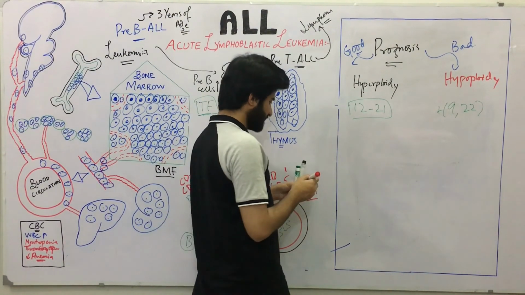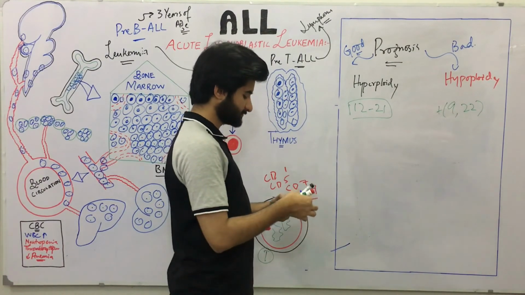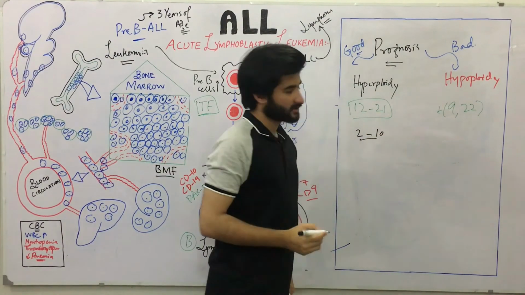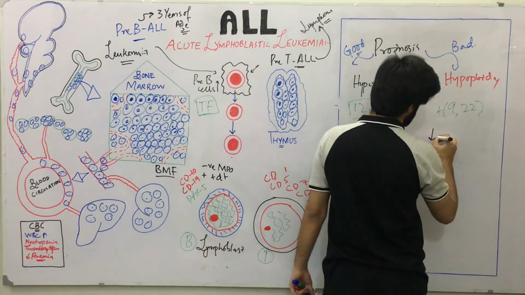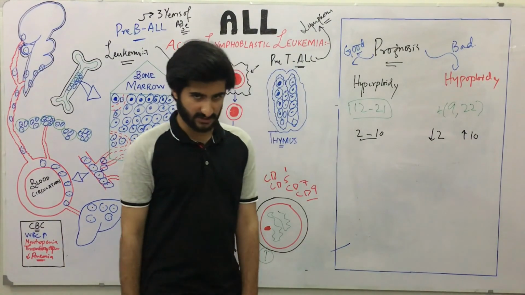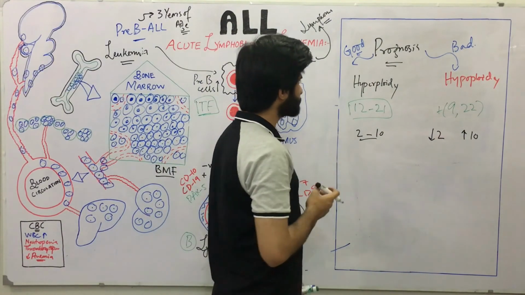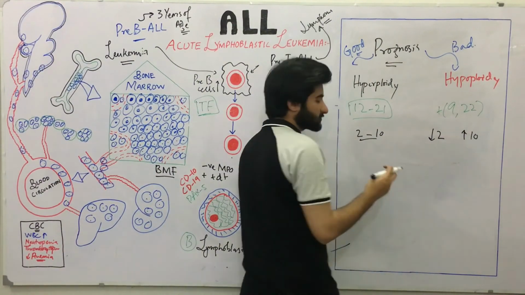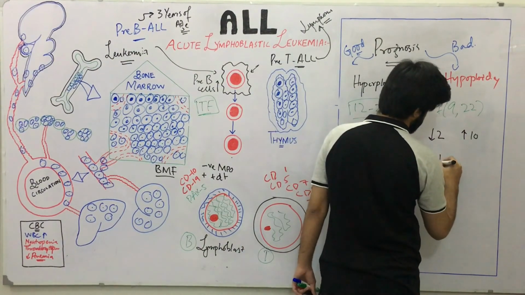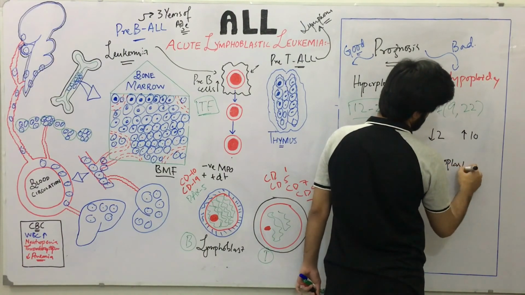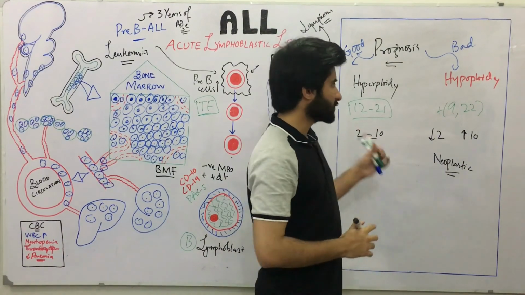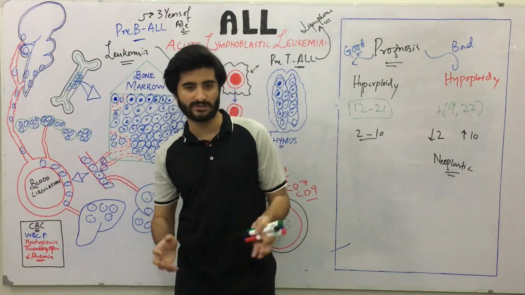Another marker of good prognosis is age between 2 and 10, but age of less than 2 and greater than 10 is a marker of poor prognosis. Another marker is that even after good chemotherapy, you still have certain neoplastic cells. This is a marker of bad or poor prognosis. So it was all about acute lymphoblastic leukemia.